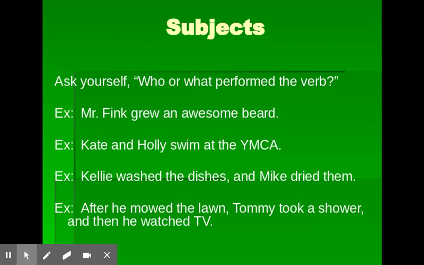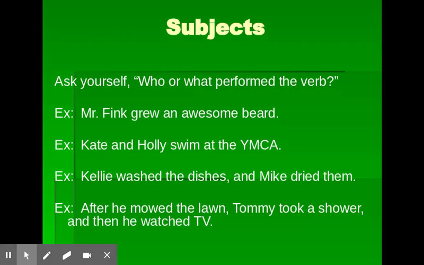For the subjects, you're going to ask yourself, who or what performed the verb? Who or what performed the verb? So we have 4 examples right there. Mr. Fink grew an awesome beard. Kate and Holly swim at the YMCA. Kelly washed the dishes and Mike dried them. And after he mowed the lawn, Tommy took a shower and then he watched TV.